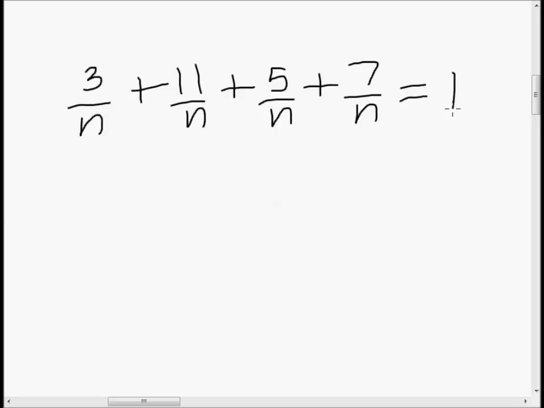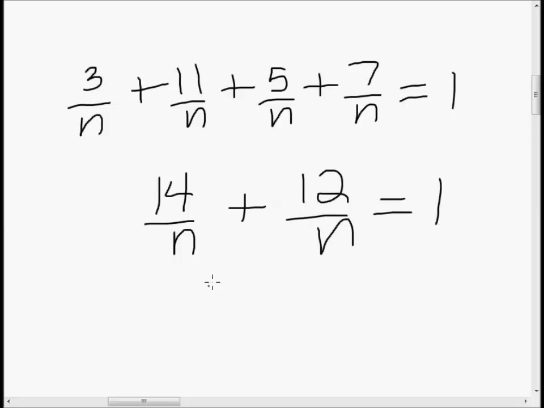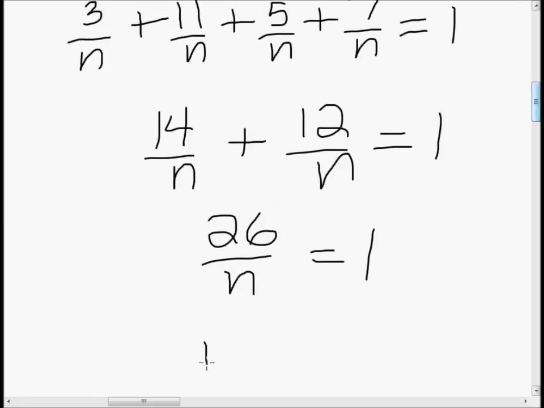So, 3 plus 11, I like to break things down. So we've got 14 over n plus 5 plus 7 is 12 over n equals 1. And then we have 26 over n equals 1. And so for these to be probabilities, n has to equal 26.